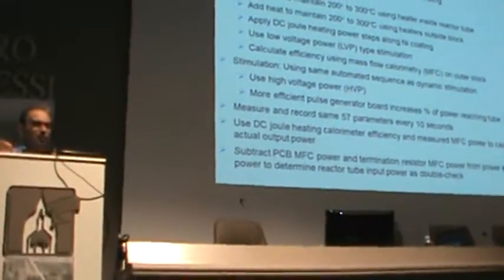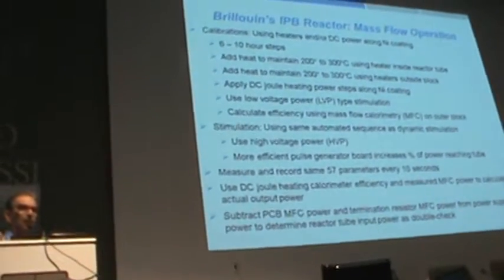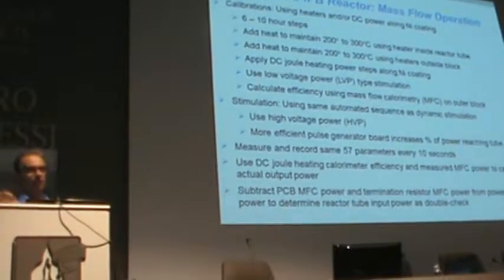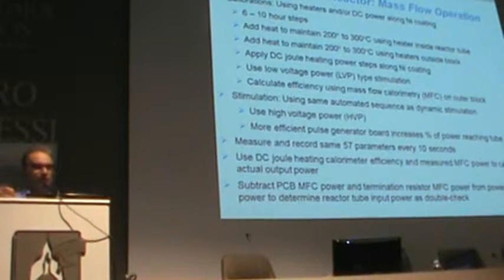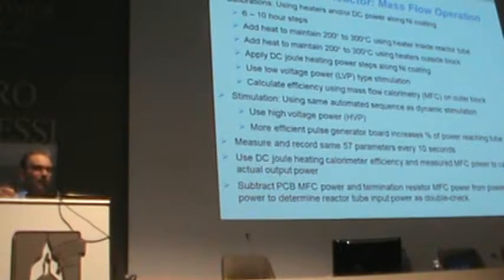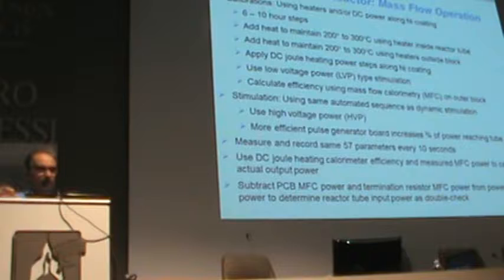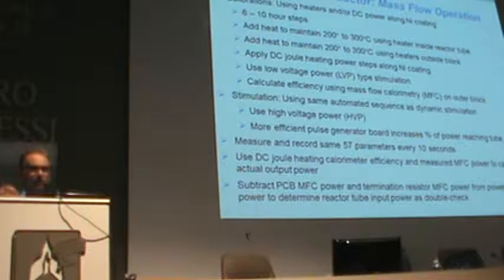Calibrations are usually done with DC along the nickel or with pulses of lower voltage. Unfortunately, pulses at lower voltage, even at higher repetition rates, don't raise the temperature enough, so a heater is usually added. And so we like to operate in the 200 to 300 C range. There are several different types of calibration that we use. And then the stimulation is with those high voltage pulses and the appropriate repetition rates. Working on more efficient pulse generators, all of that.